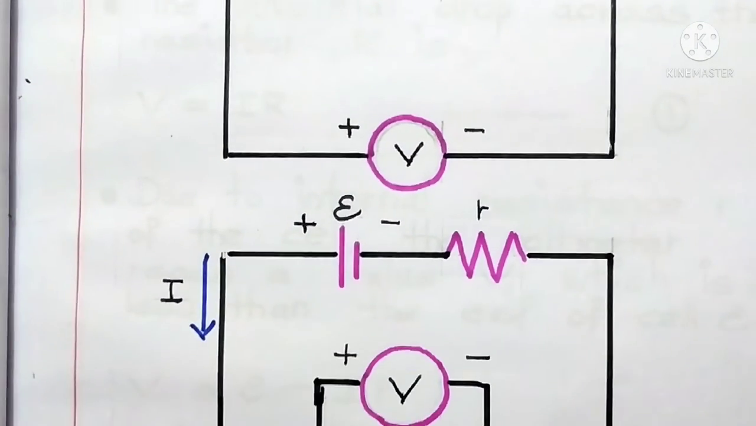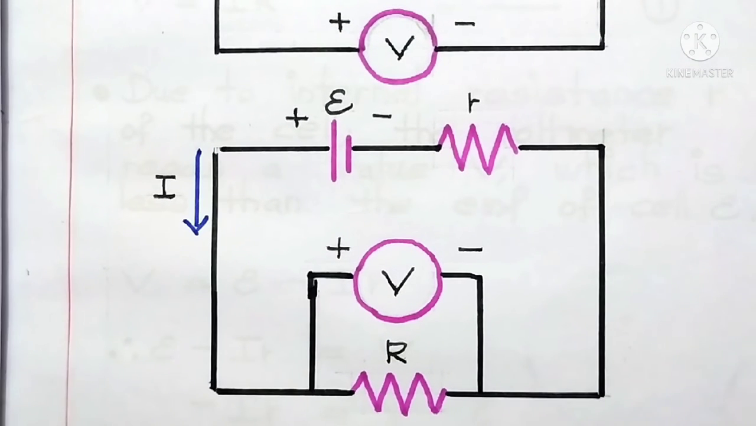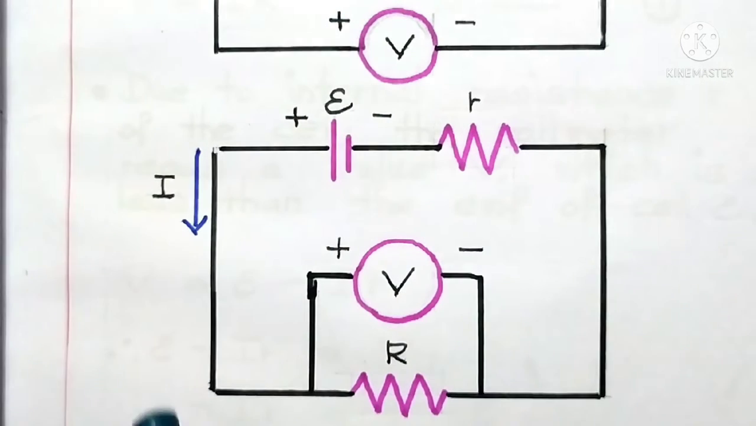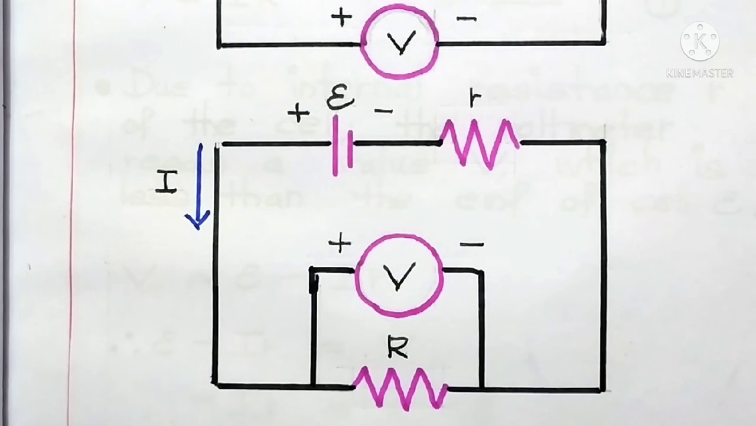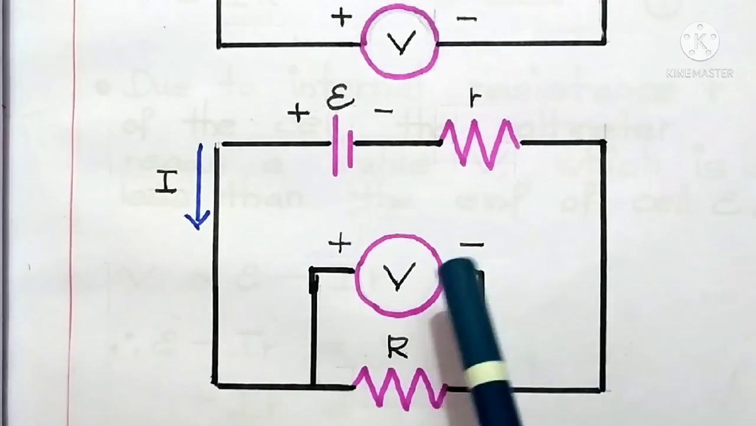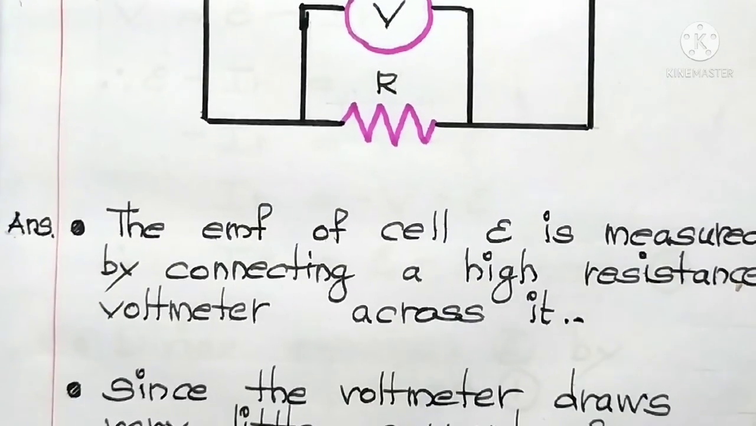Now the second diagram. In the second diagram the same thing is there, but here in addition to all the components in the first diagram, we have inserted another resistance which is written as capital R. So after drawing these two diagrams, we need to write the following things.